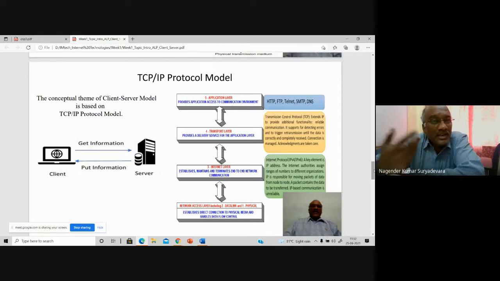Then there are mail servers. If you want to see the mails in your accounts or the inboxes, you have to connect to your mail server. Suppose you want to listen to music. There can be a server that just gives you some music.